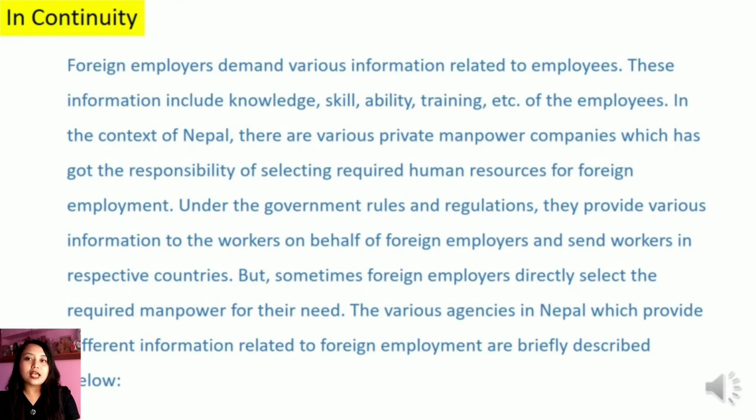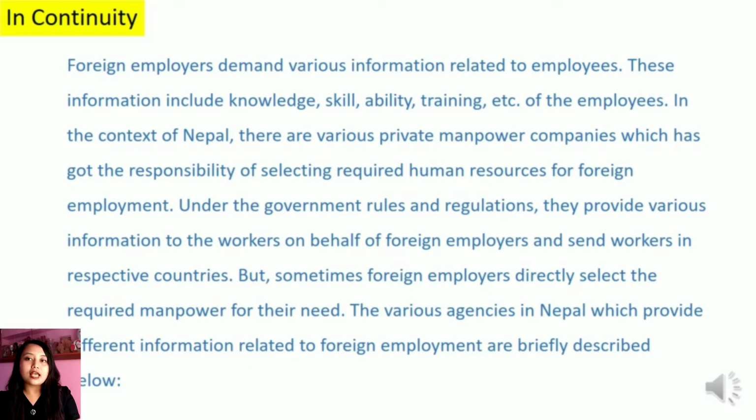Suppose the company is hiring a hotel manager, then you need to have the skill of managing capability. Whether you have that sort of skill or not, you have to mention it. Ability is also similar. Then training: for hotel management, so many trainings are provided in Nepal also, hospitality trainings and managerial trainings. Whether you have attended such trainings or not, you have to mention it in the CV of every employee. If you want to get employment in foreign opportunities, then you have to mention this knowledge, skill, ability and training in your CV.